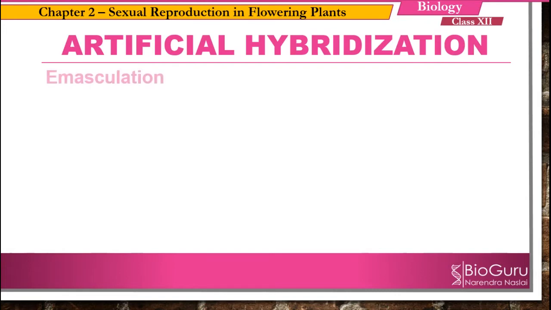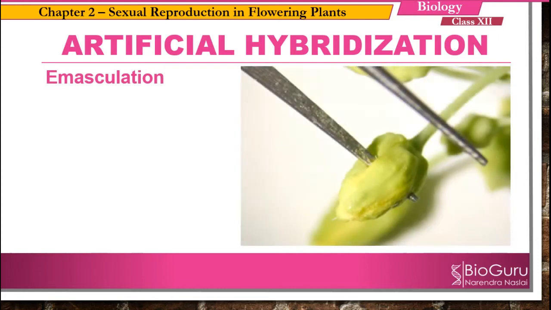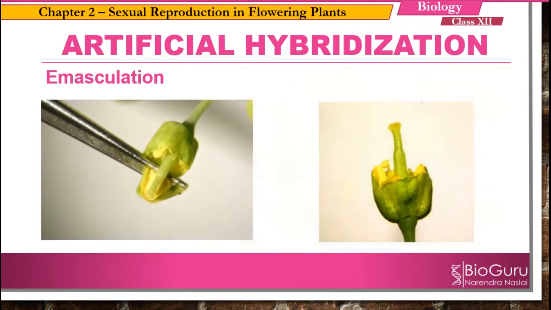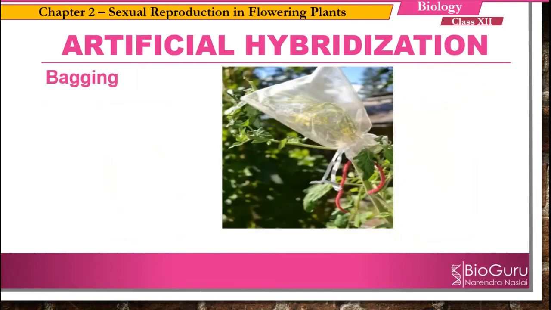One of them is emasculation. So what is emasculation? It is the removal of anthers from the flower in bud condition. Right? So that is called emasculation. Here the anther is removed from the bud if the female parent bears bisexual flowers. Then the next process is bagging.